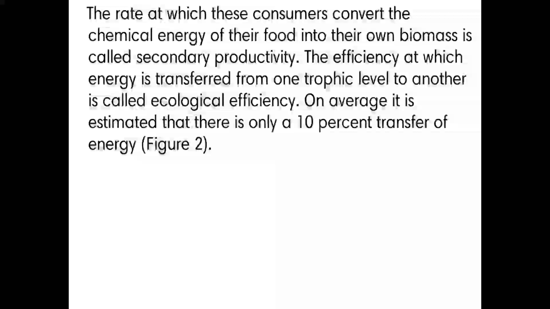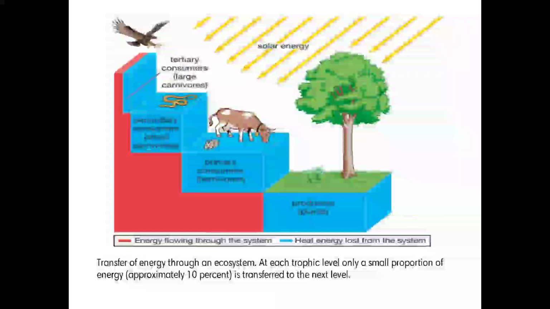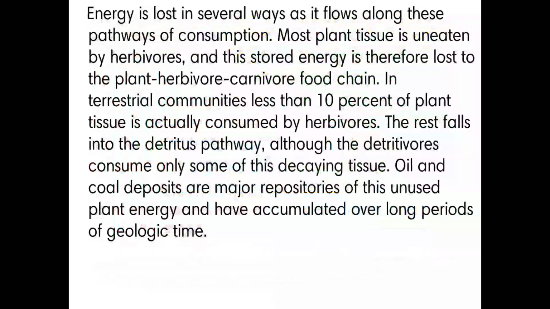The efficiency at which energy is transferred from one trophic level to another is called ecological efficiency. On average, it is estimated that there is only a 10% transfer of energy. Figure 2. This is the transfer of energy through an ecosystem. At each trophic level, only a small proportion of energy, approximately 10%, is transferred to the next level.